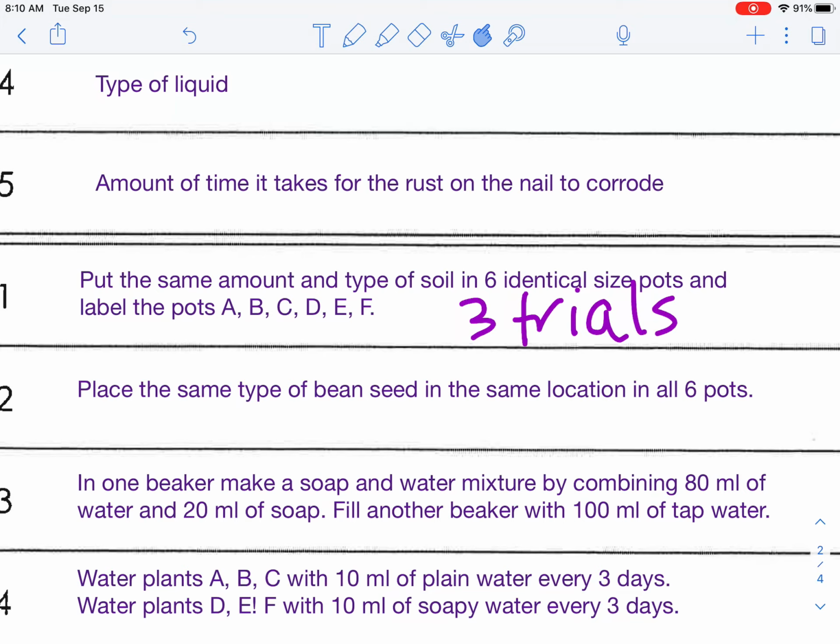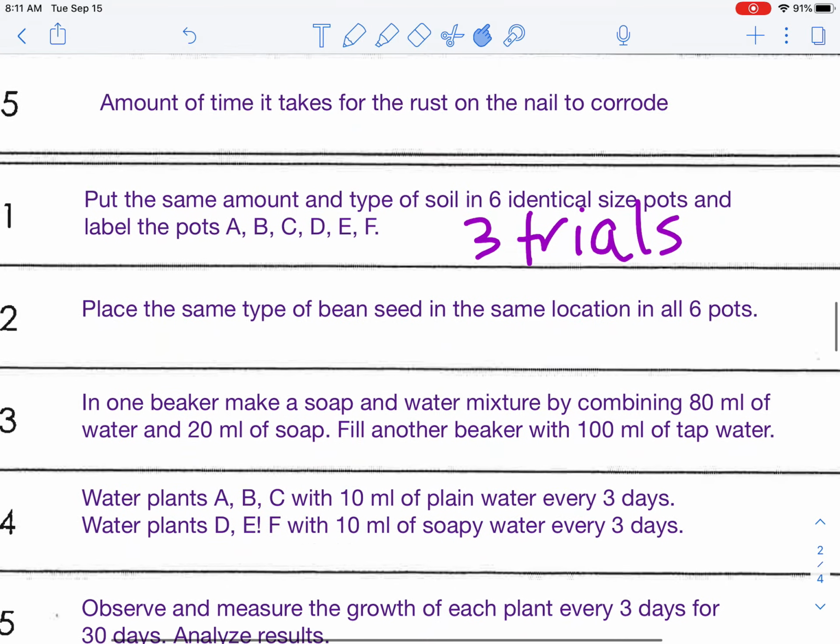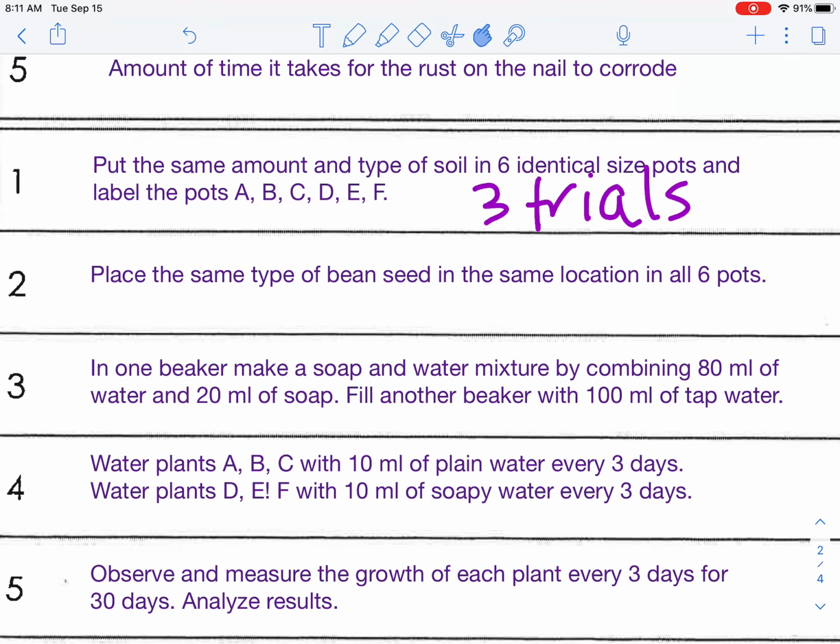So they are being watered the same volume of water, 10 milliliters each time, and they are being watered at the same time, every 3 days. The only thing that's different is the type of water used. So we're going to continue to do this every 3 days for 30 days. We need to have an ending time for our experiment. So we're going to observe and measure the growth of each plant every 3 days for 30 days.